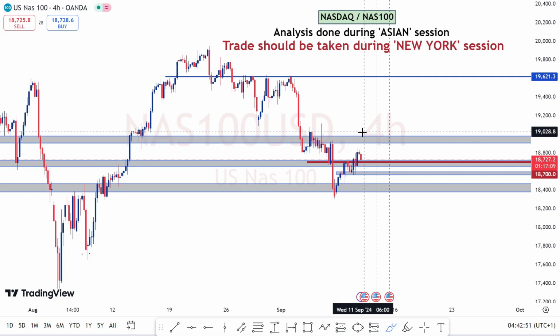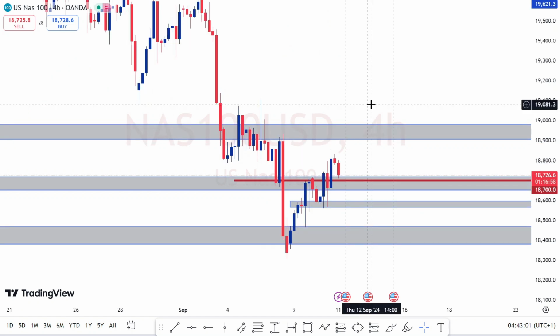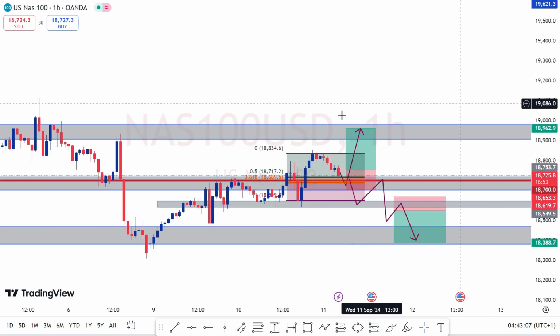For Nas100, you can see I've already marked up my charts. Now I'm going to break down this analysis, this markup that you are seeing on the screen right now. So on the 60 minutes time frame, which is the 1 hour time frame.